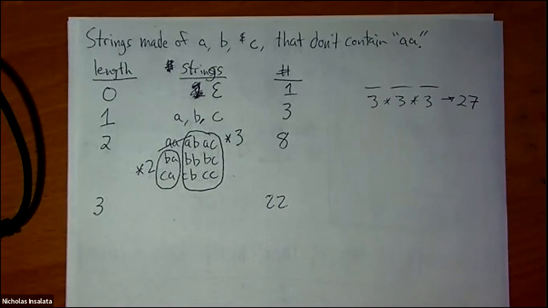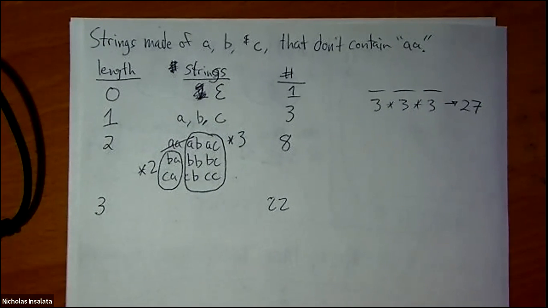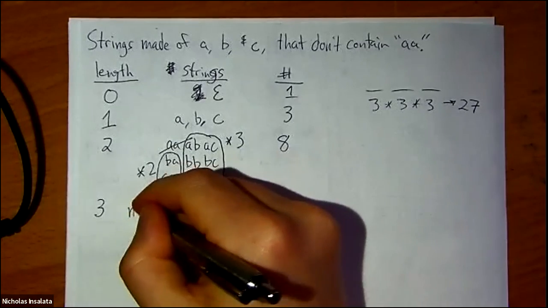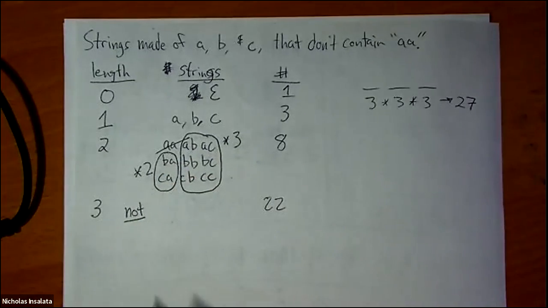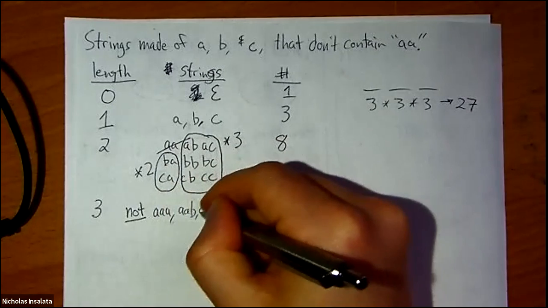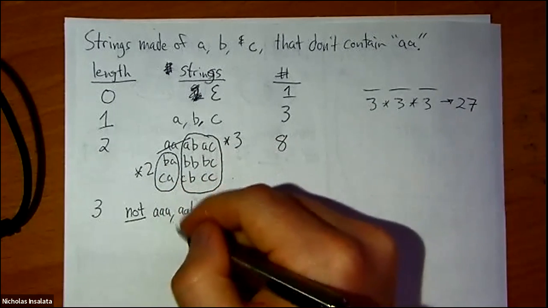Okay, so then the question is, if we're going to do our subtraction method, could we come up with 5 strings that have an AA inside, right? Because then 27 minus 5 would give us our 22 that we're looking at here, right? So can we come up with 5 strings that have AA inside? And there they are, right? AAA, AAB, AAC, then BAA, and CAA. Perfect. Okay. So here, why don't I put in here not, and I'll just list out the ones that it's not, because I don't want to have to list out 22 things. AAA, AAB, AAC, BAA, and CAA.